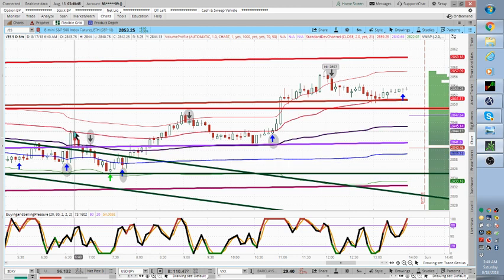All right, it shot up, went right up to the R1, stalled. The same with trading the ES. If I could scalp 1 or 2 points off any one of my arrows, I'm a happy guy.